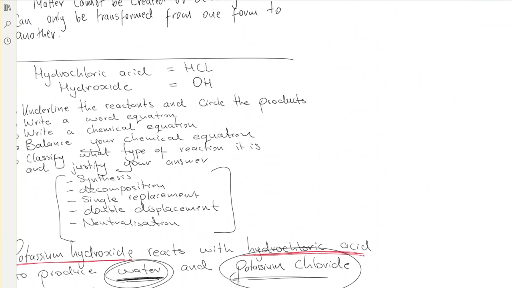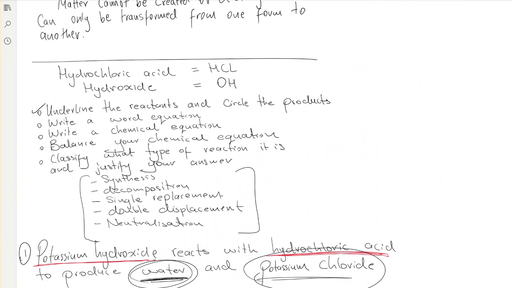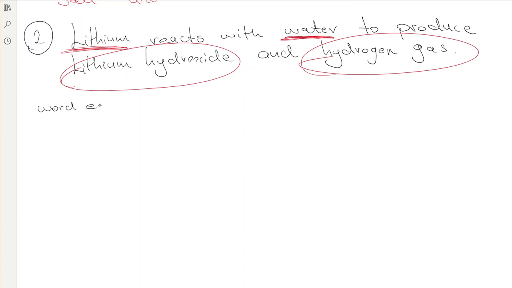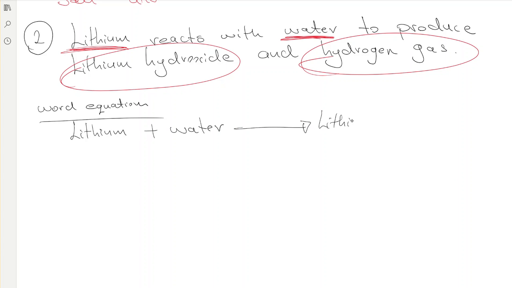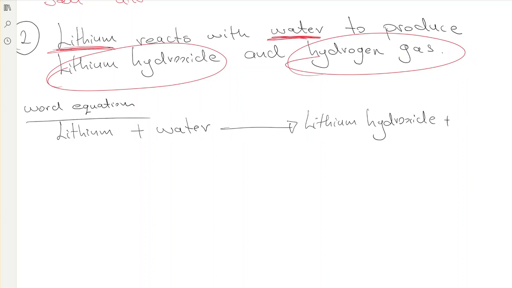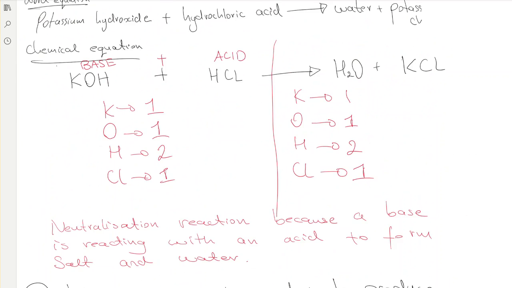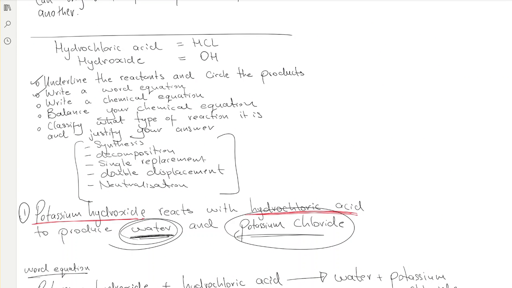Okay, so if I go back, let me do my checklist. That I've done. Now I need to write a word equation. So I come here. Word equation is lithium plus water to produce, arrow, lithium hydroxide. So I write lithium hydroxide plus hydrogen gas. That's my word equation. Step 2 ticked. So if I come up here and check my checklist, number 2, write a word equation, done.